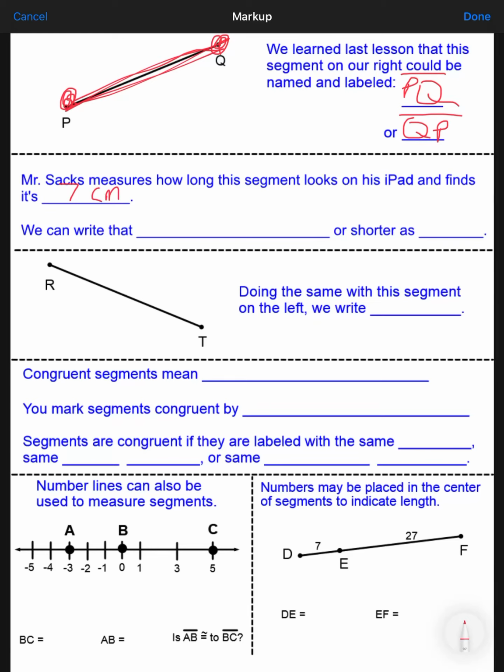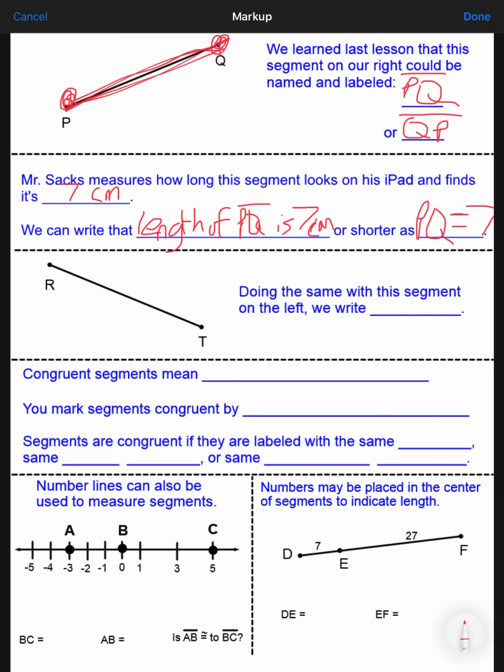The long way to write this would be the length of PQ with the bar is 7 centimeters. If you were writing a complete sentence, that's the only correct way to write it. But there's a shorter way to write it, and the short way to write it looks like this. PQ equals 7. Now there's something really important here that I don't know if you've caught yet.